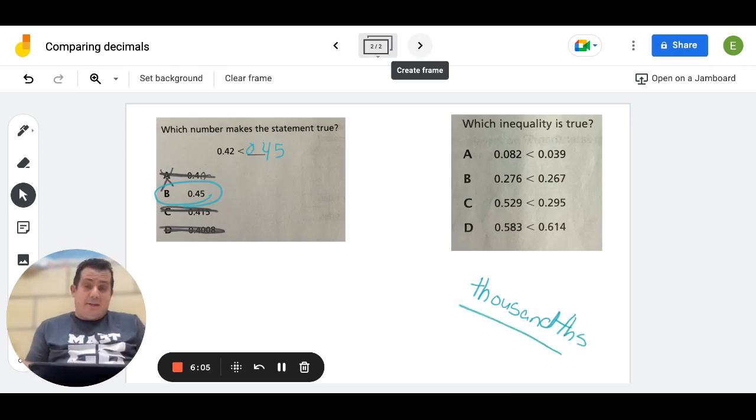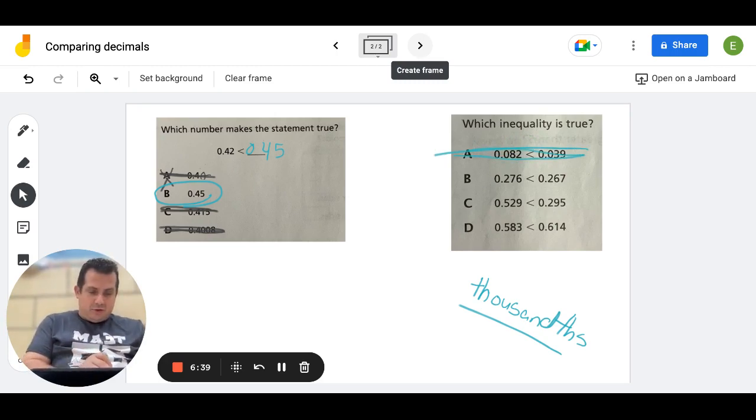So when I read these, it makes it very easy for me to read it as 0 and 82 thousandths. Or I don't even have to say 0 and. This is 82 thousandths. This is 39 thousandths. It makes comparing them very simple. But look at your comparison symbols. I like to start on the right-hand side and say, is 39 thousandths greater than 82 thousandths? Is 39 greater than 82? Nope. That's wrong.